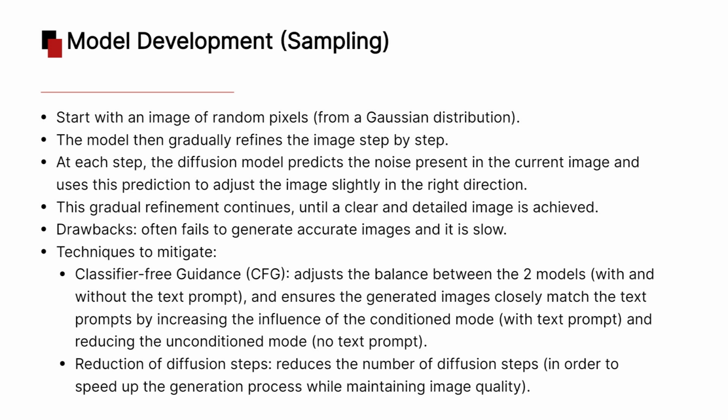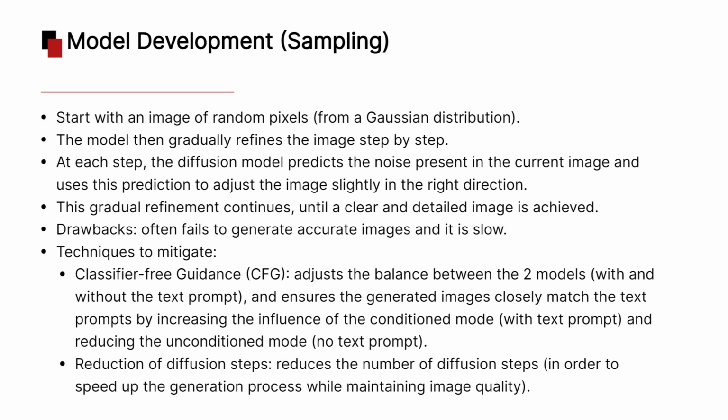To mitigate these challenges, two main techniques are commonly employed. First, classifier-free guidance, CFG. This method balances the influence of the conditioned model, which sees the text prompt, and the unconditioned model, which ignores the prompt. By increasing the weight of the conditioned model, the generated images more faithfully align with the textual input. Second, reduction of diffusion steps. By carefully reducing the number of refinement steps, we can speed up generation without significantly compromising image quality. This technique requires tuning to maintain a balance between efficiency and fidelity.